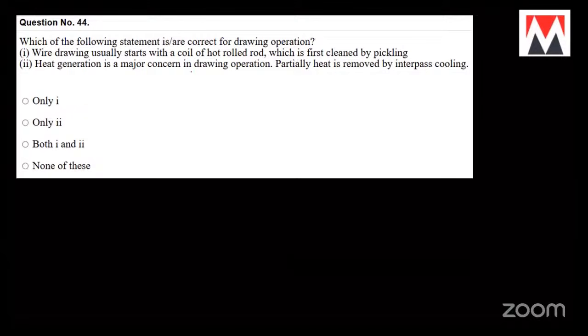Heat generation is a major concern in drawing operation, right? Partial heat is removed by interpass cooling. This is also right, so both are true. They are very much needed in wire drawing processes.